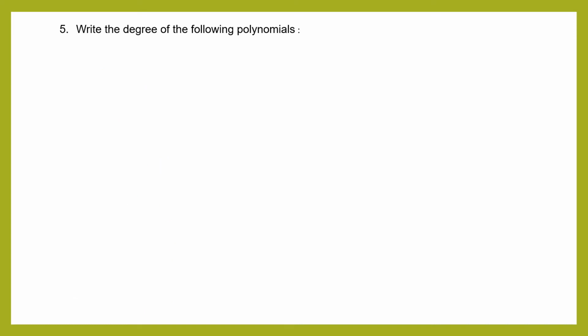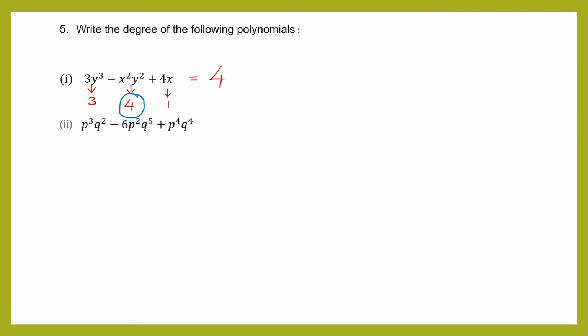Okay, now we're going to look at writing the degree of polynomials. So here we have different terms. Here the degree is 3. Here the degree will be 2 plus 2, which is 4. And here the degree will be 1. For a polynomial, you take the highest degree. Which is the highest degree here? 4 is the highest degree, and that will be my answer. So the degree of this polynomial is 4.